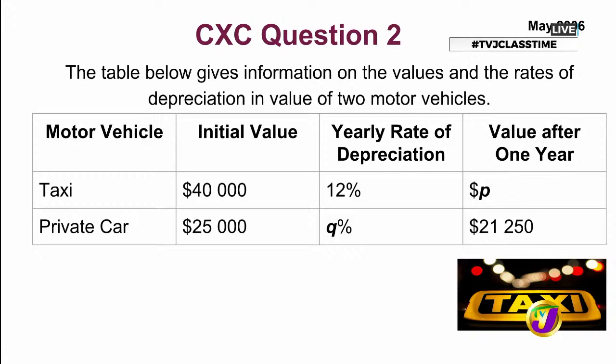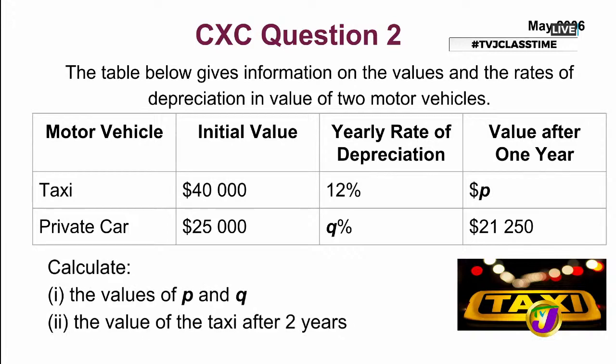Right. We were not given the value, so clearly we need to find the value after 1 year for the taxi, after it would have depreciated. And they also told us that the private car's value after 1 year would have been $21,250. That was a lot of words. Good thing that it's captured in a table. Yes. I see why they put it in a table. It would have been a lot of words. Right. So the question asked us to find the values of P and Q and then the value of the taxi after 2 years.